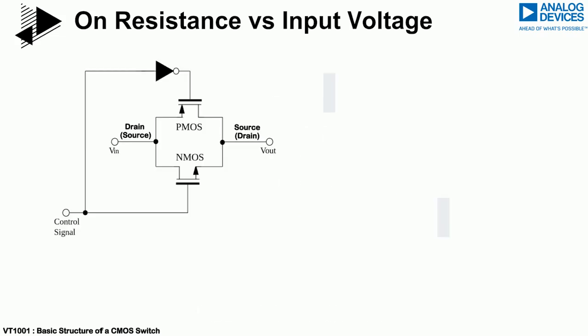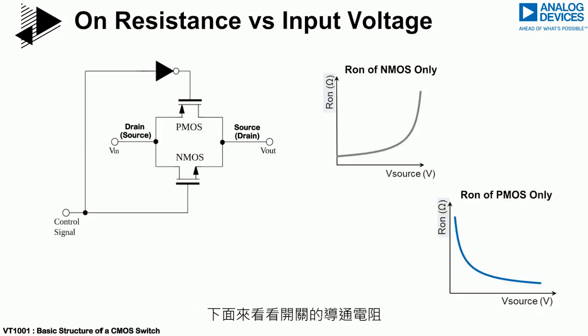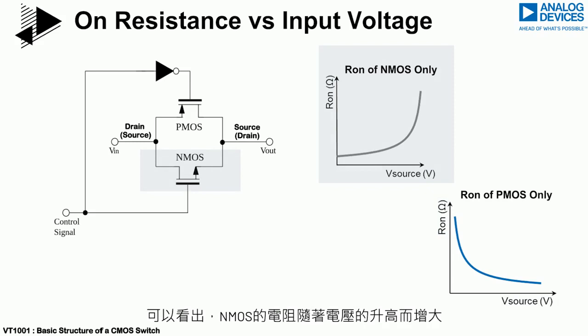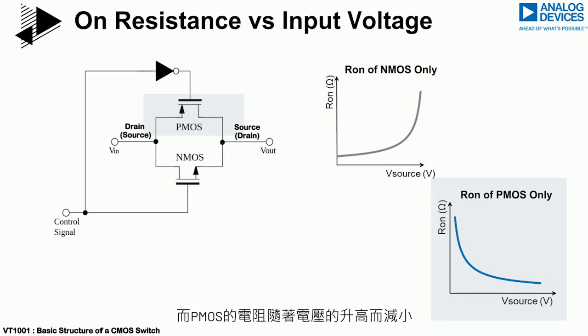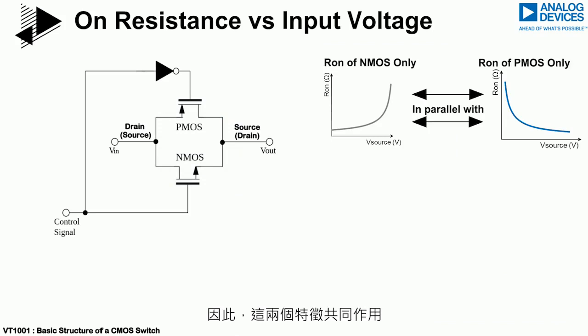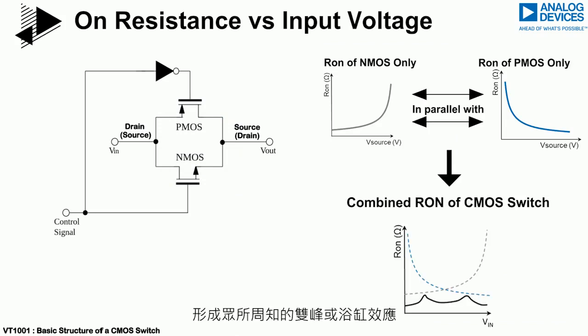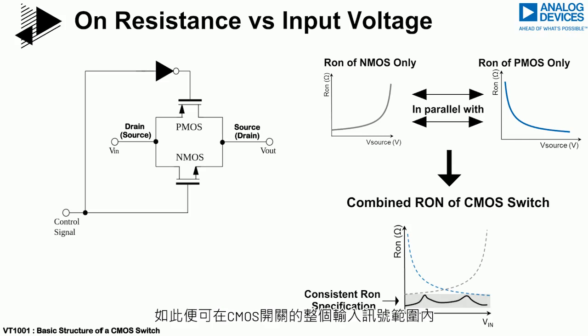If we now look at the on resistance of the switch, which is plotted against the applied input voltage, it can be seen that the resistance of the NMOS increases with positive voltage and the resistance of the PMOS increases with negative voltage. Thus, the parallel combination of these two characteristics results in the well-known twin peak or bathtub characteristic. This results in a relatively consistent on-resistance specification over the full input signal range of the CMOS switch.